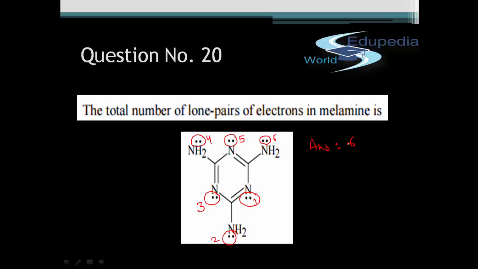So that was the complete solution and discussion of paper 1 of IIT JEE 2013 Chemistry Advanced.